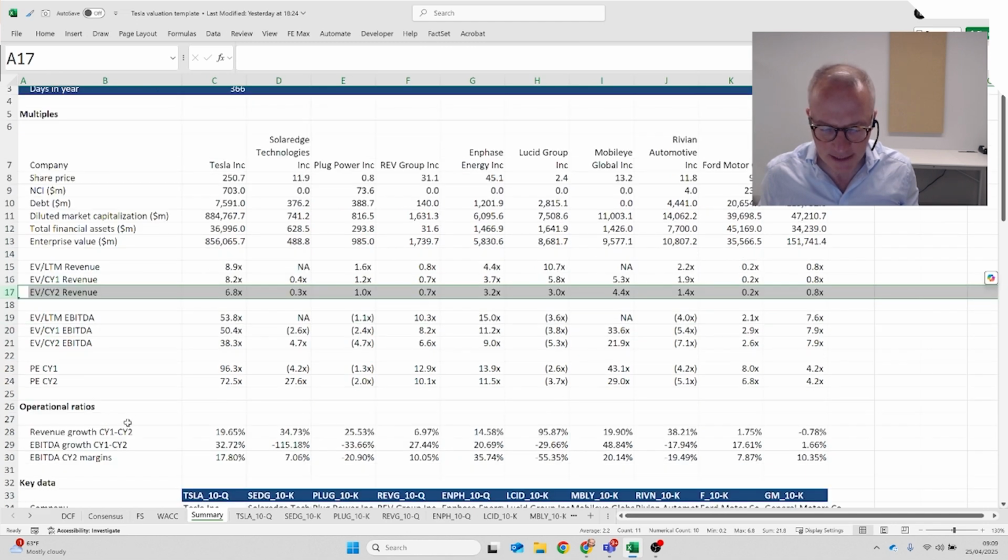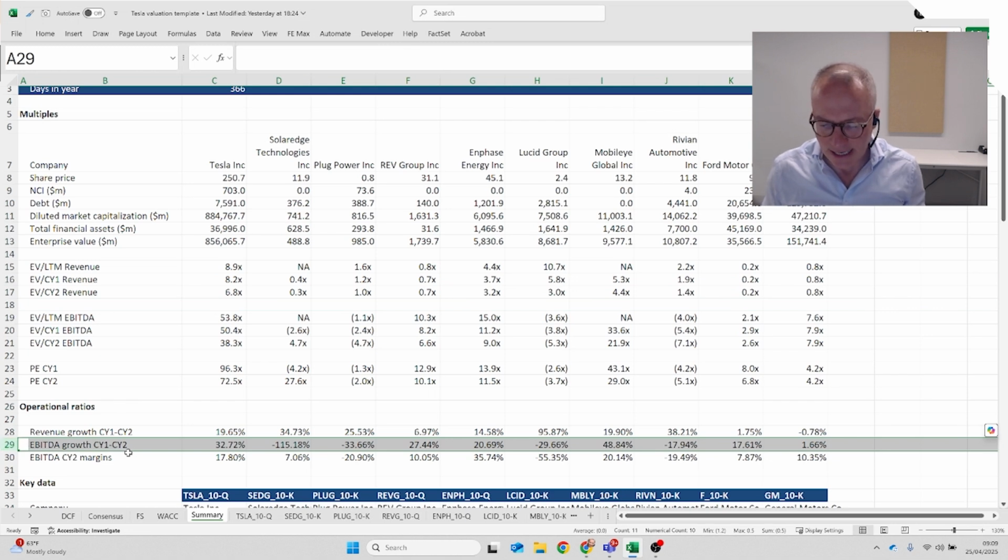So let's take a look at the growth rates here. We've got the growth rates between the CY1 and CY2, and you can see that a lot of these companies have negative growth rates, but there are some standout high growth companies here. Mobileye, 48% growth in that year. We've got Rev Group, about 27% growth. And we've got Tesla at 32% growth. So interestingly, Tesla's growth rate is not as high as the other comparable companies, or certainly as high as Mobileye. Mobileye's got a significantly higher growth rate than Tesla.